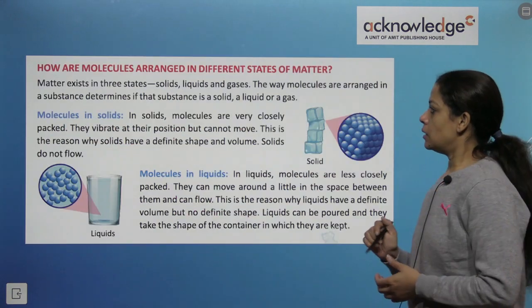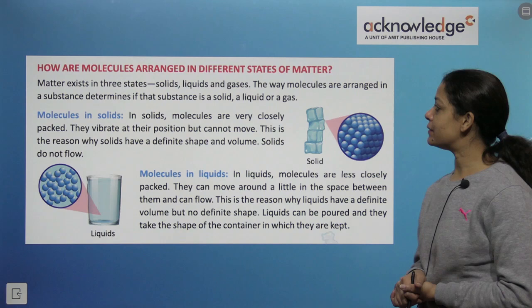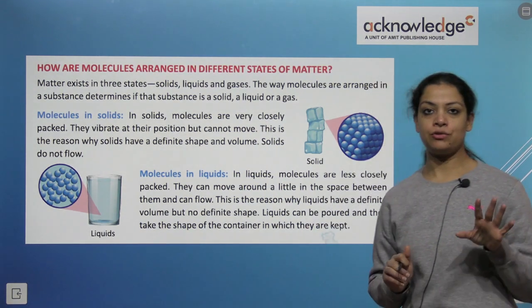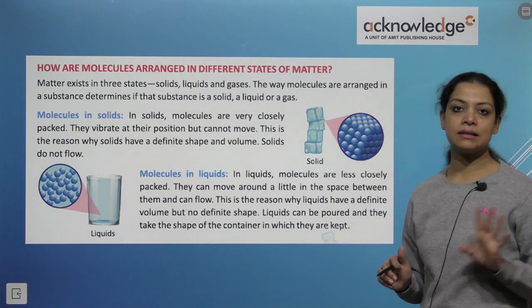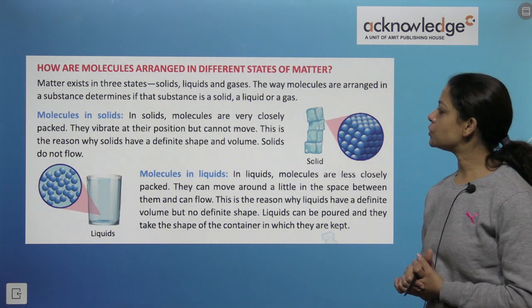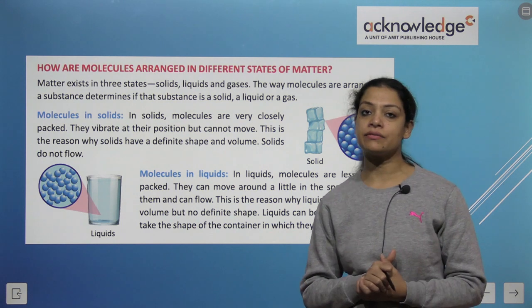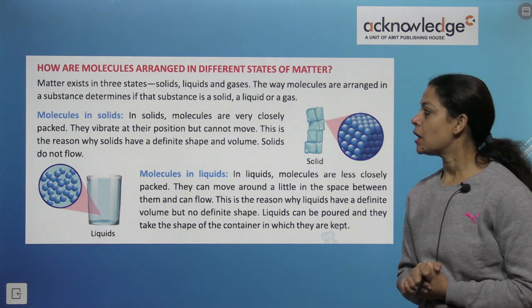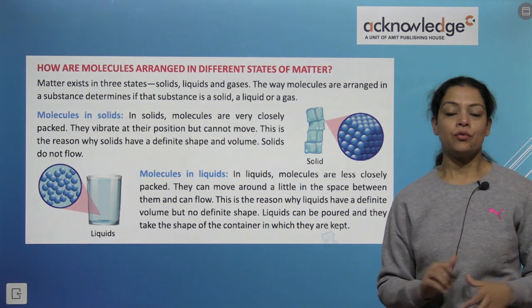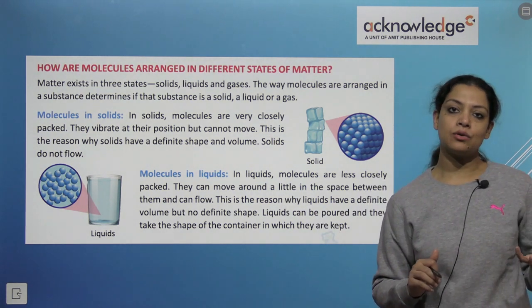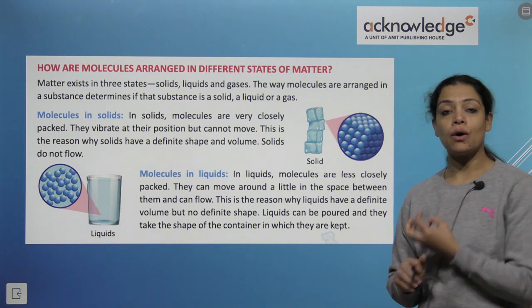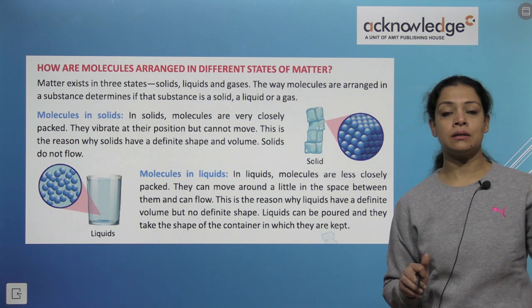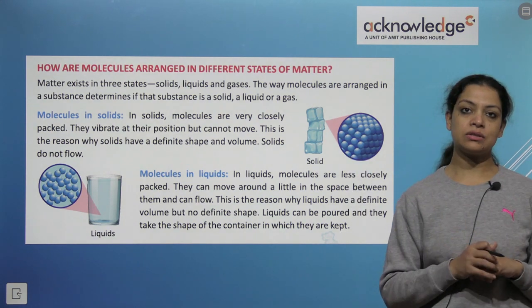So, first of all, how are molecules arranged in different states of matter? Matter exists in three forms, three states, that is solids, liquids and gases. Correct? Now, the way molecules are arranged in a substance determines if the substance is a solid, a liquid or a gas. Molecules in solids, first of all, we see so many various things around us which are in solid state. So how in solid state the molecules are arranged, how they are formed. Today we are going to study all these.